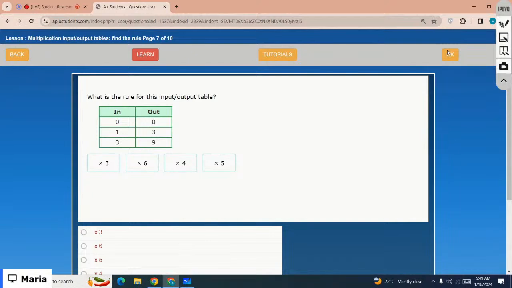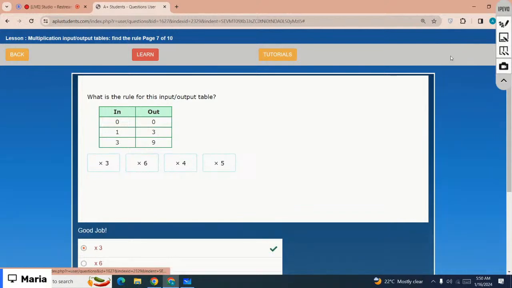What is the rule for this input output table, which is the correct option? Yes, you have to multiply each input value by 3 to get the output value. So option number 1 is the correct option. The rule is you have to multiply by 3. Very good.